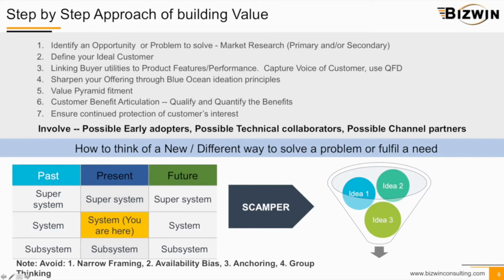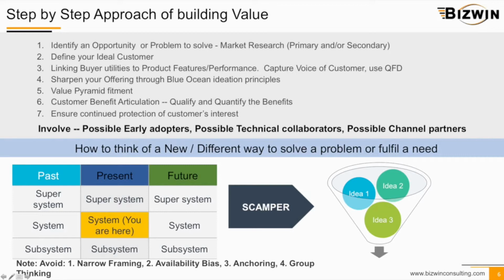Step number 3, linking buyer utilities to product features and performance. This is very important. We can obviously provide lots of features, lots of functionalities, lots of service elements, lots of support elements in our offering portfolio. But is it relevant to the customer? Is it linked to the buyer's utilities or buyer's usefulness? Typically this is captured through an exercise called QFD, or quality function deployment. We'll give you a quick overview of that as we go into the details.